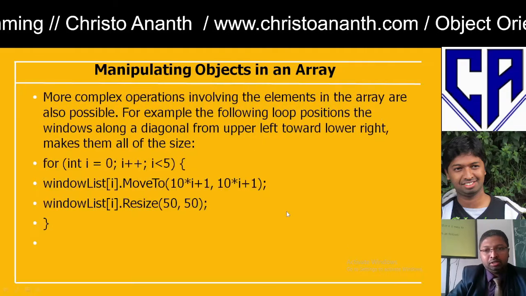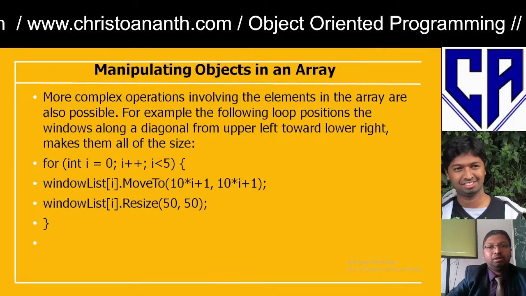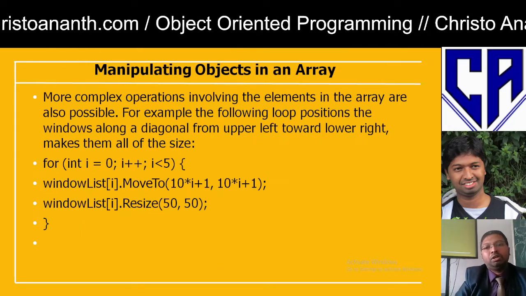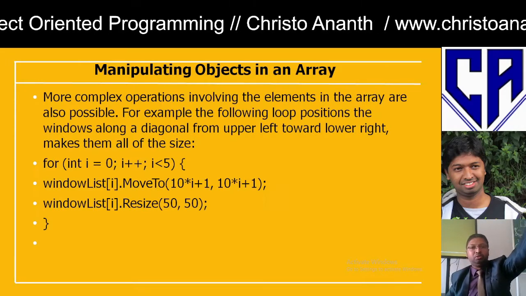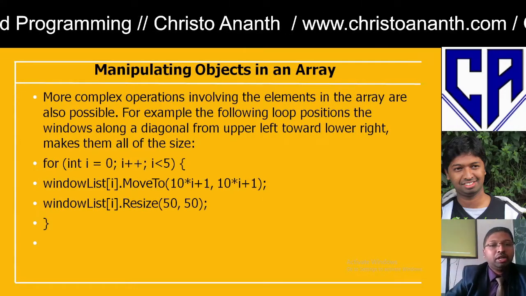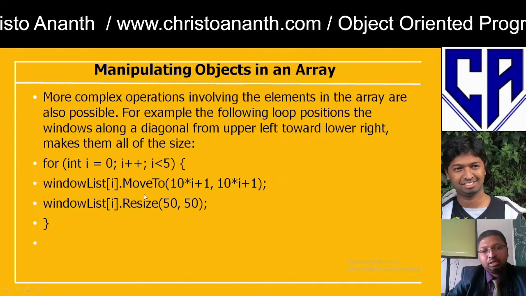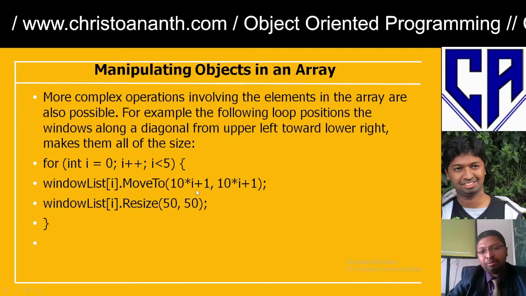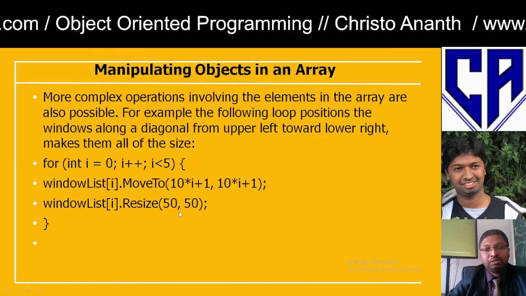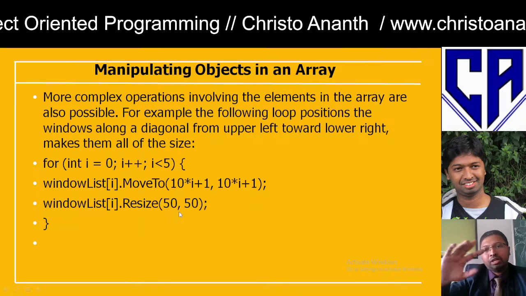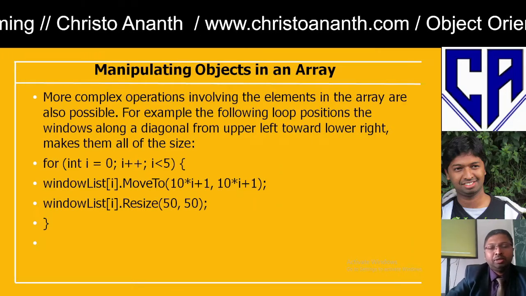Okay, so more complex operations are also possible. Maybe you can have loop operations as well, for example moving from the upper left to the lower right. So for int i equal to 0, i less than 5, i plus plus, window list of i dot move to 10 multiplied by i plus 1, 10 multiplied by i plus 1, window list of i dot resize 50, 50. So this is how you move from one part to another, from right to left or from left to right.